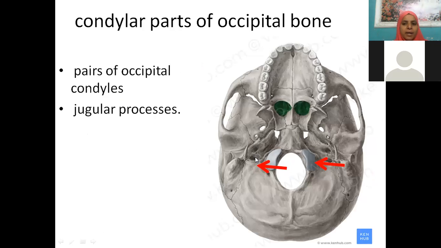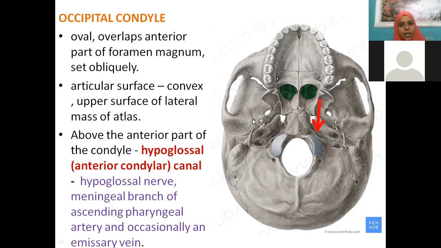Then the condylar part of the occipital bone, these are the occipital condyles. So we have two occipital condyles, and this area is the jugular foramen. Correspondingly, the process which the arrow has marked, you call it the jugular process. The occipital condyles are oval. They are present anteriorly to the foramen magnum, articulating with the lateral mass of atlas to form the atlanto-occipital joint.